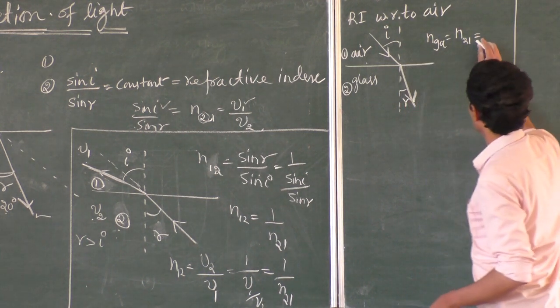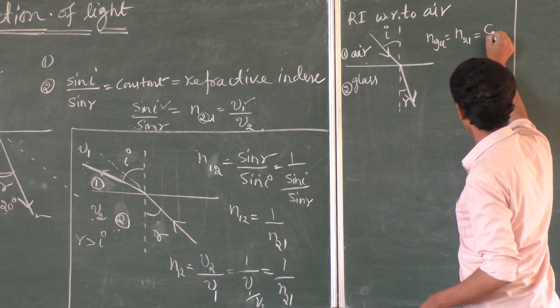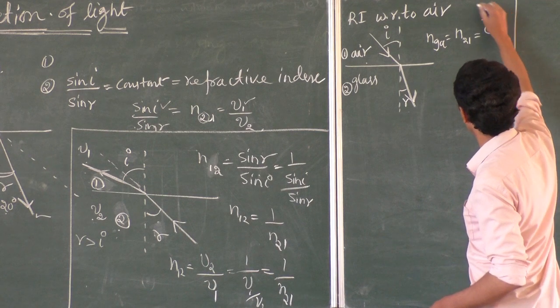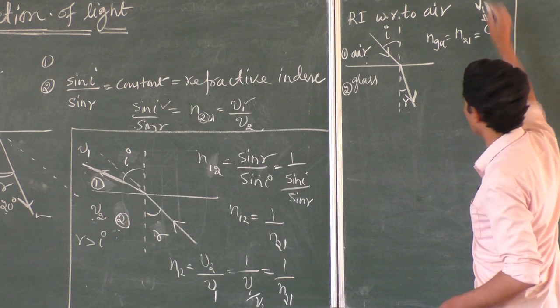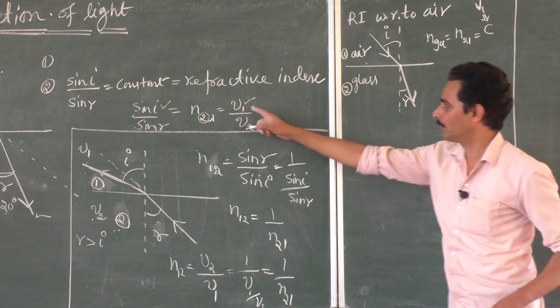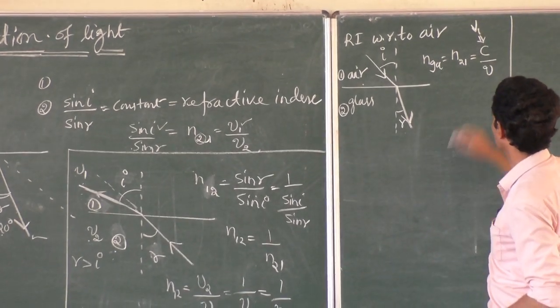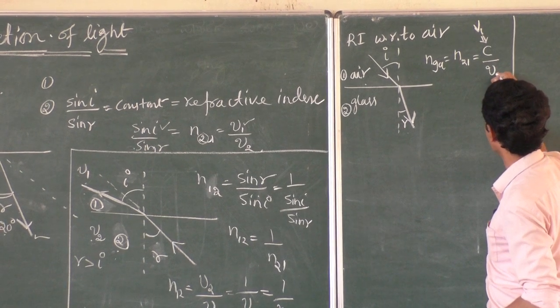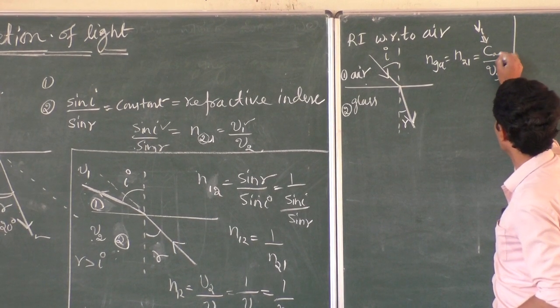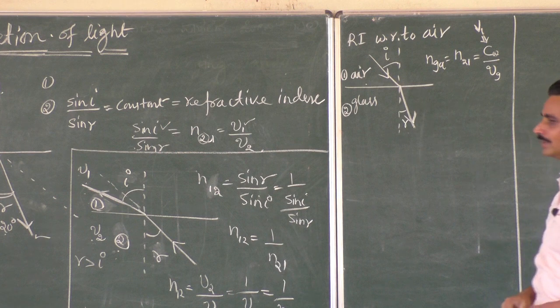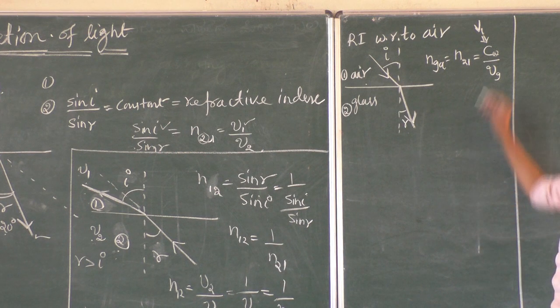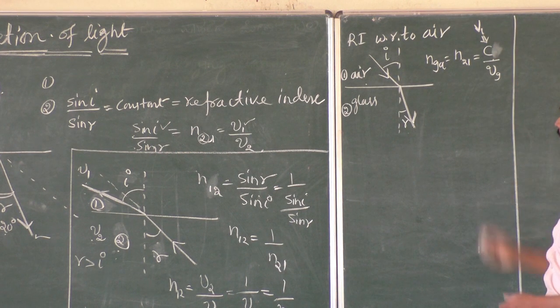Now the refractive index of glass with respect to air, that is the refractive index of the second medium with respect to the first medium, is the ratio of the velocity of light in the first medium, C, which is nothing but V1, to the velocity of light in the medium, that is glass. This is in air, of course, this need not be written. C or VA by VG. VA is C. So this is what we write.